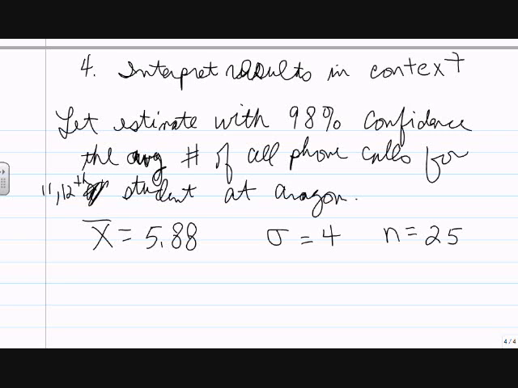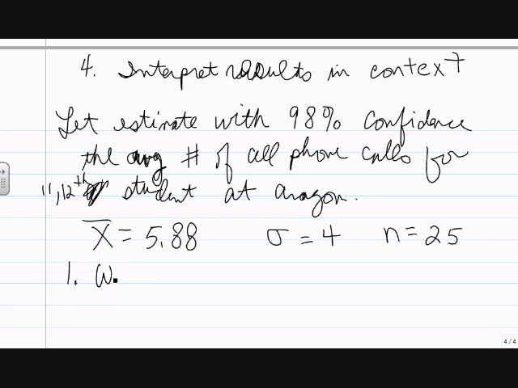All right. So step 1, and it is okay to number the steps as you do them. Let's name the population and the parameter. The population is 11th and 12th grade students at Aragon. What's the parameter? Average number of cell phone calls in the last 24 hours. Sorry, I forgot to put that.